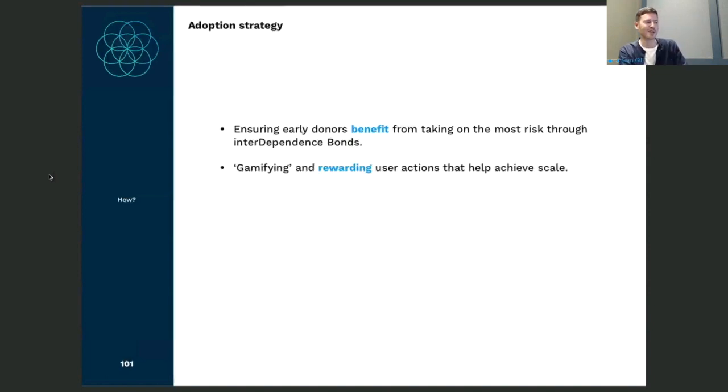We talked a little bit about gamification, so gamifying and rewarding user actions that help us achieve scale. That has worked very well for a number of technology companies out there. In particular, there's one called Ant Farm that is apparently one of the most successful Chinese apps ever. We have borrowed their tree idea for there.